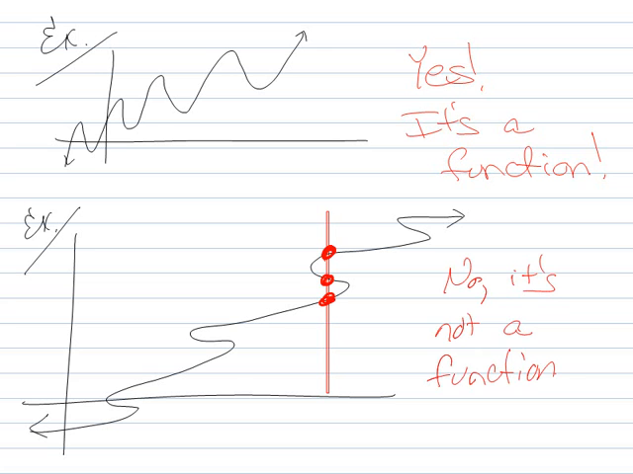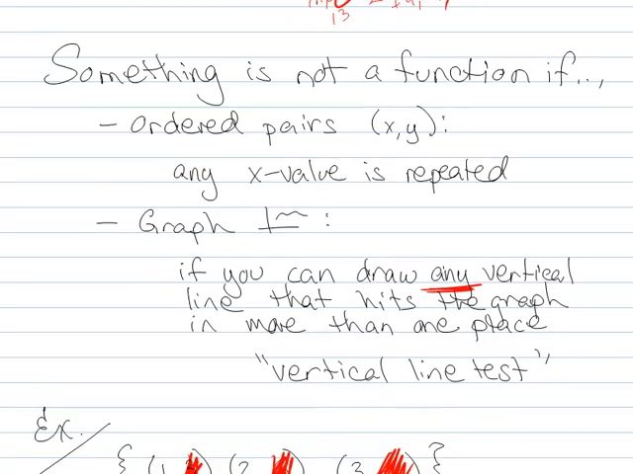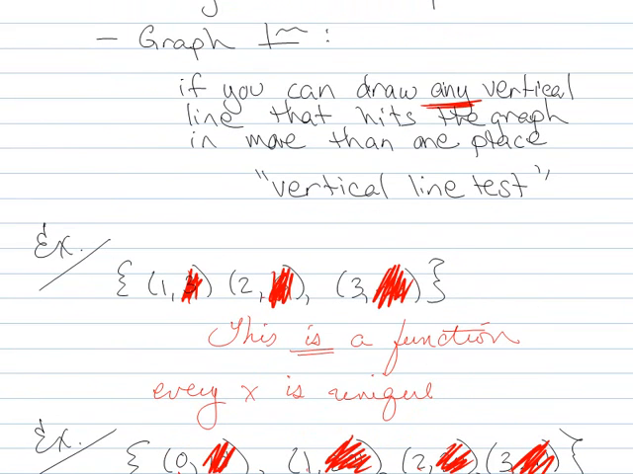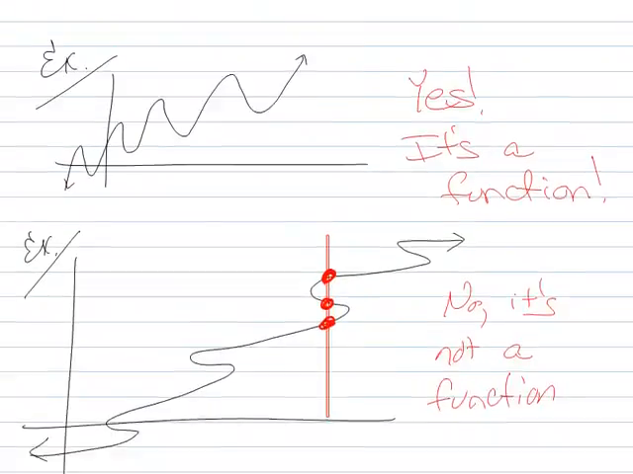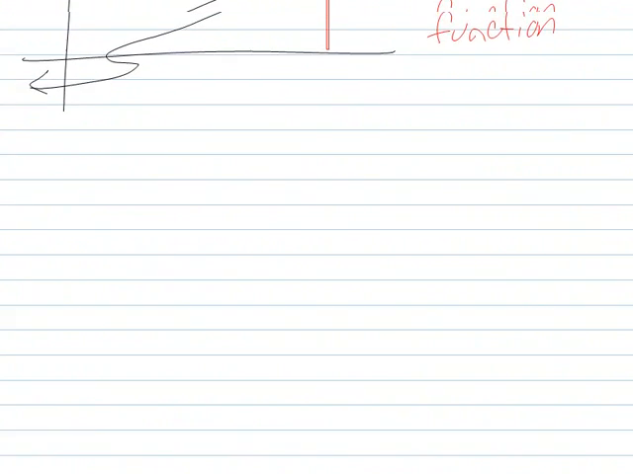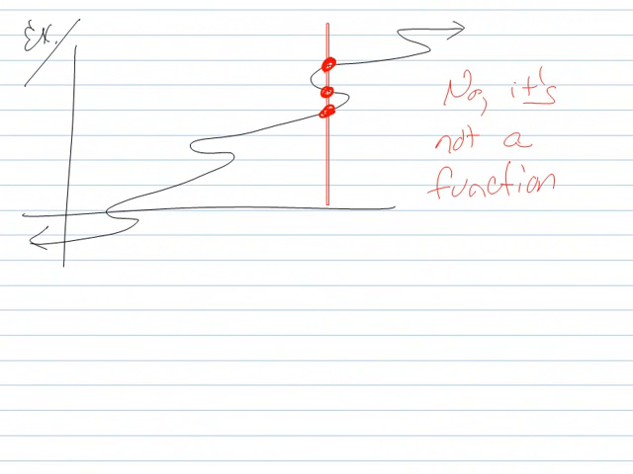You might say, well, wait a second, you just put the line there and it only hit it in one spot. Isn't that good enough? The answer is no. Remember back to our definition, way up here. The definition says if you can draw any vertical line that hits the graph in more than one place, it fails. So no, this one is definitely not a function.